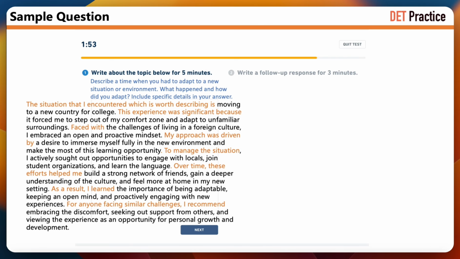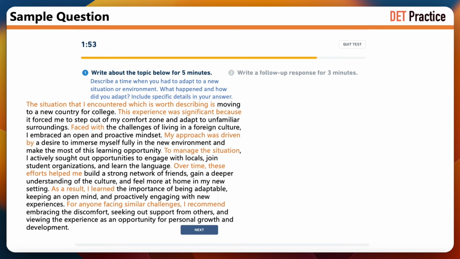The response describes specific actions taken. "To manage the situation, I actively sought out opportunities to engage with locals, join student organizations, and learn the language." It then details the results. "Over time, these efforts helped me build a strong network of friends, gain a deeper understanding of the culture, and feel more at home in my new setting."